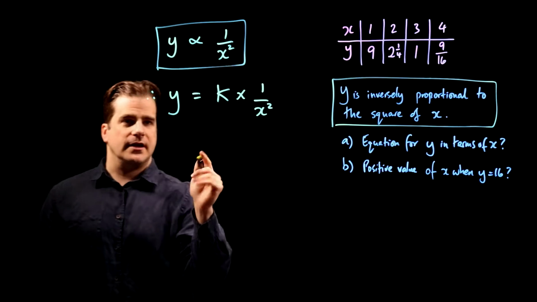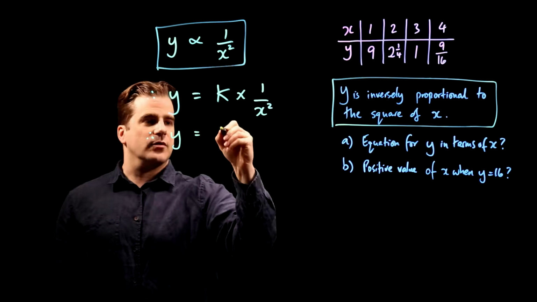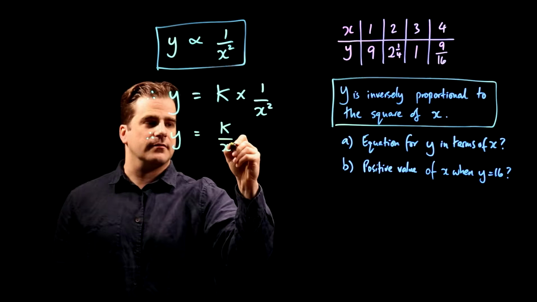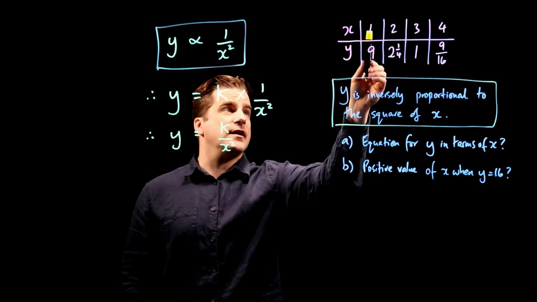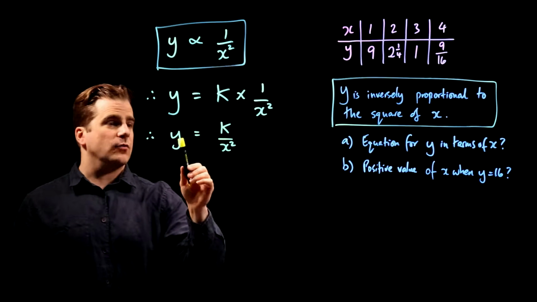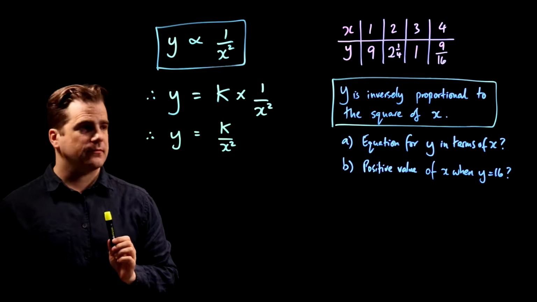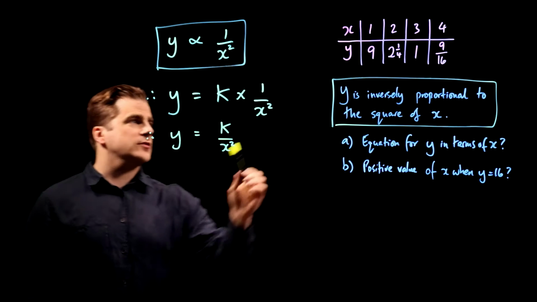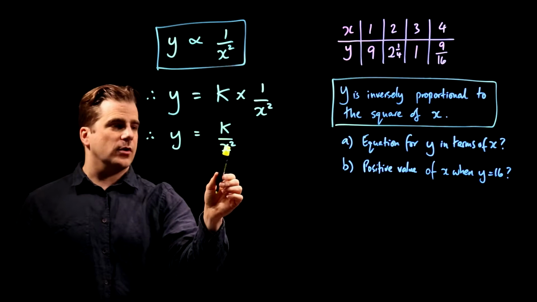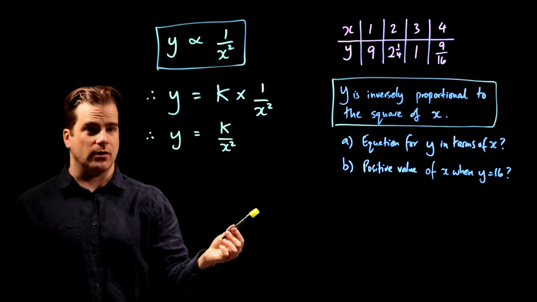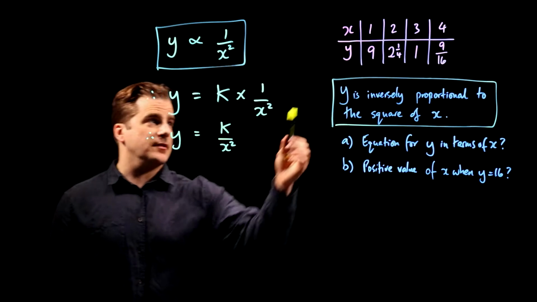Good. Right, I'll just neaten that up. Therefore y equals k times 1, which is just k over x squared. Once you've got to this stage, you then pick a convenient value of x and y and sub that in to work out what k is. So, what's a good choice of x here? A good choice is 1, because 1 squared is just 1, and y is 9. Let's keep the numbers small and easy.